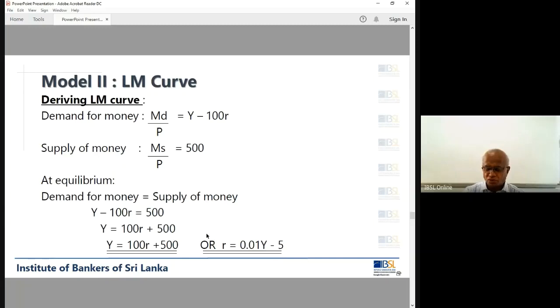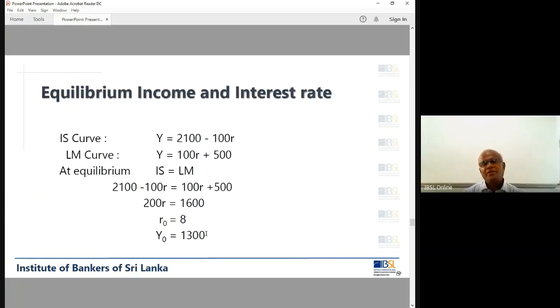That is the equilibrium. Equilibrium income and interest rate. For the IS curve, we have derived Y equals 2100 minus 100R. For the LM curve, we have derived Y equals 100R plus 500. IS equals LM at equilibrium; demand equals supply in macroeconomics. So 2100 minus 100R equals 100R plus 500. 200R equals 1600. Therefore R naught is 8, Y naught is 1300.